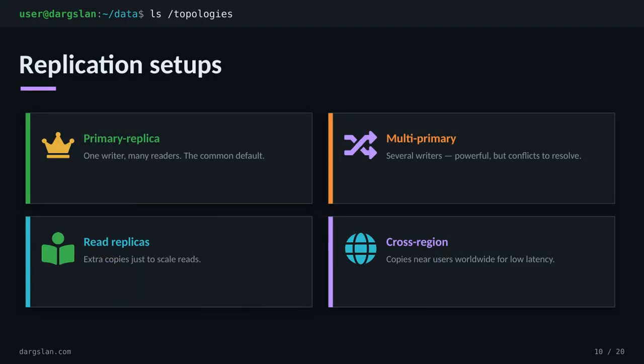So once you've got replication running, the next question is how you arrange those copies. The classic shape is primary-replica. One writer, many readers, and it covers most needs, but you can also go multi-primary, where several nodes accept writes. Powerful, though now you have to deal with conflicts. Read replicas exist purely to scale out reads, and cross-region setups push copies close to users around the world, so latency stays low no matter where they're connecting from.